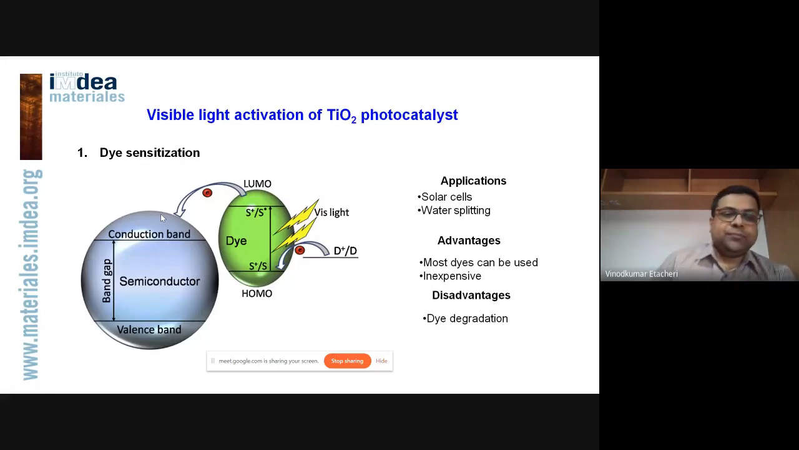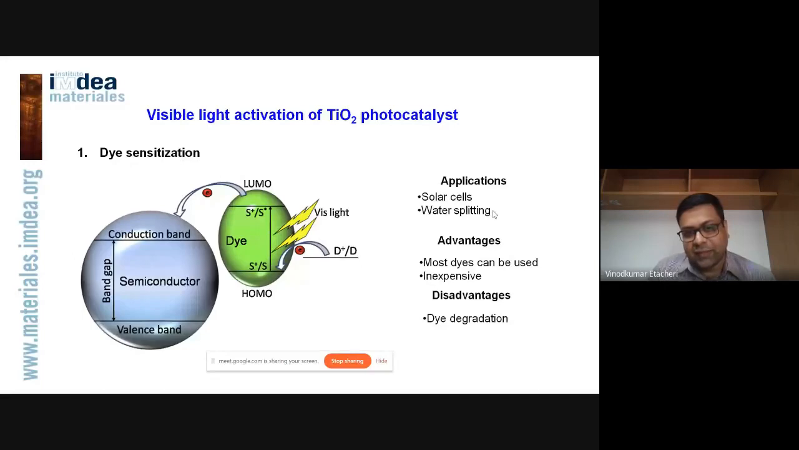So the TiO2, when coupled with the dye, so the dye is adsorbed on TiO2 and then hit with visible light, this can be active because of the available electrons in the conduction band. And these are widely used in solar cells. So these are used in dye sensitized solar cells and for water splitting also. And this is very inexpensive because most of the dyes are not that expensive, and a range of dyes can be used in this case, and it's very cheap.